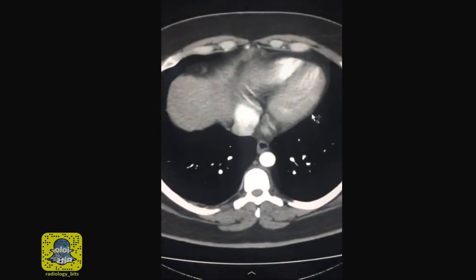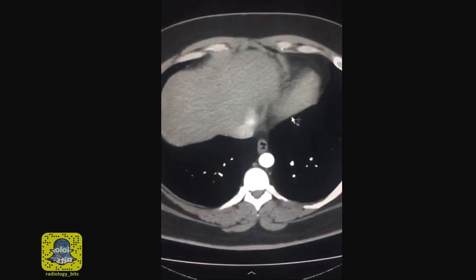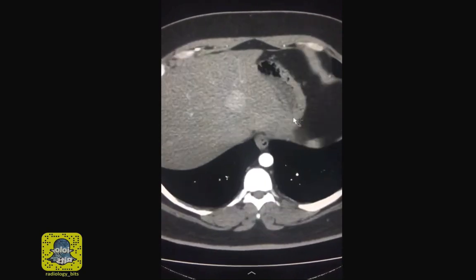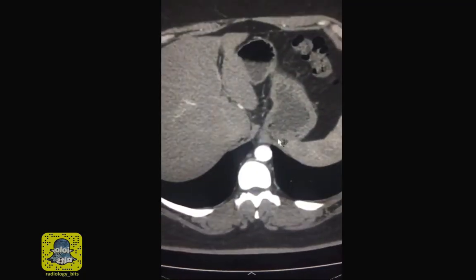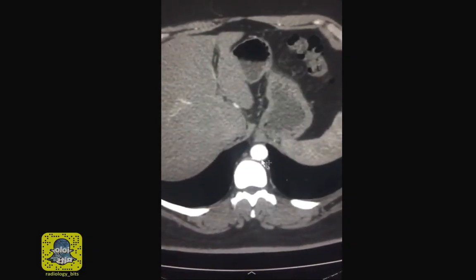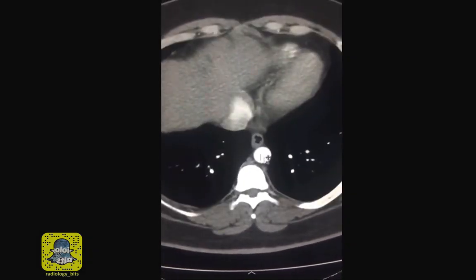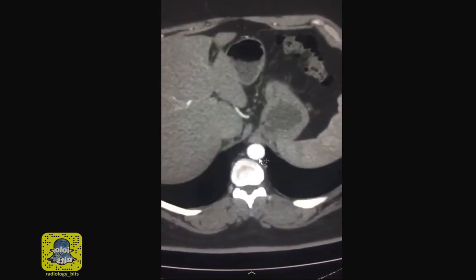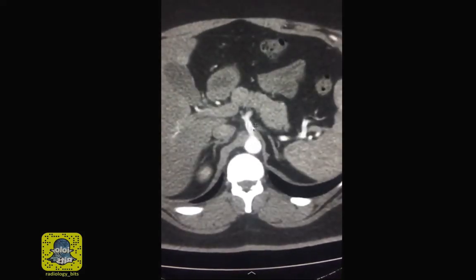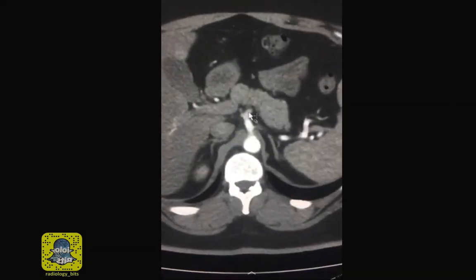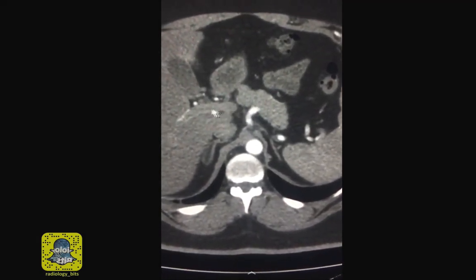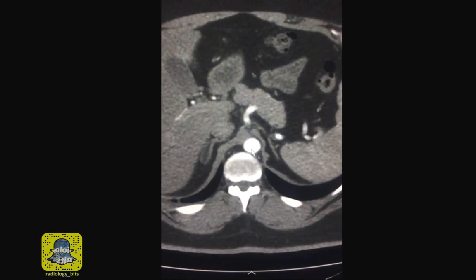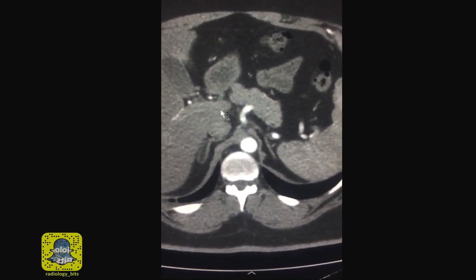Here's the CT repeated after giving intravenous contrast and imaging the liver early in the arterial phase. For less experienced viewers, you could tell that this is an arterial phase by seeing the extremely dense contrast within the arterial structures, and by the lack of contrast in the venous structures, for example, the portal vein here. So notice a dense aorta and no contrast in the portal vein.